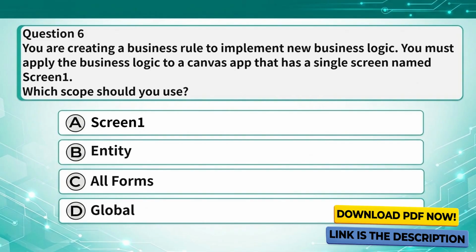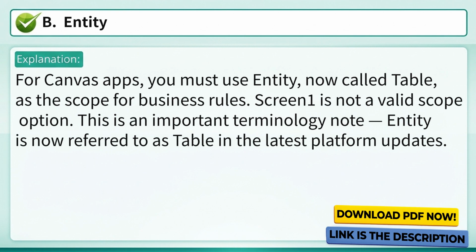Question 6. You are creating a business rule to implement new business logic. You must apply the business logic to a Canvas app that has a single screen named Screen 1. Which scope should you use? A. Screen 1. B. Entity. C. All Forms. D. Global. Correct answer: B, Entity. Explanation: For Canvas apps, you must use Entity, now called Table, as the scope for business rules.